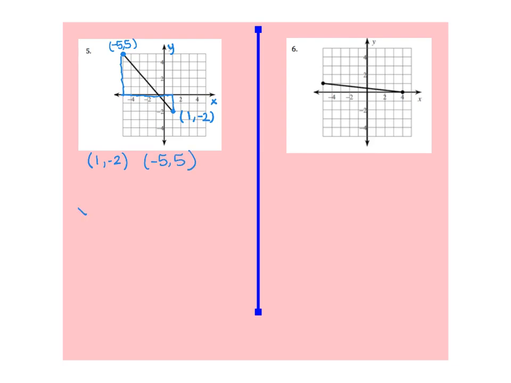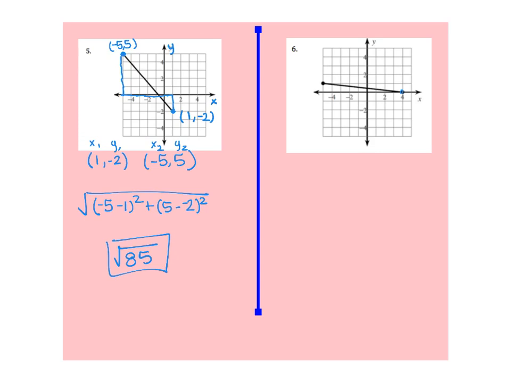So now we're going to do the same thing we did before. I have an x1, y1, and x2, y2, and I'm going to plug in what I know. So I got x2 minus x1 squared plus y2 minus y1 squared. Plugging that into my calculator, I get -5 minus 1 squared plus 5 minus -2 squared. And I end up with the square root of 85.